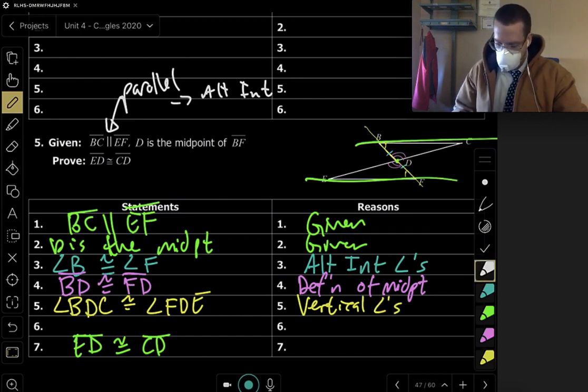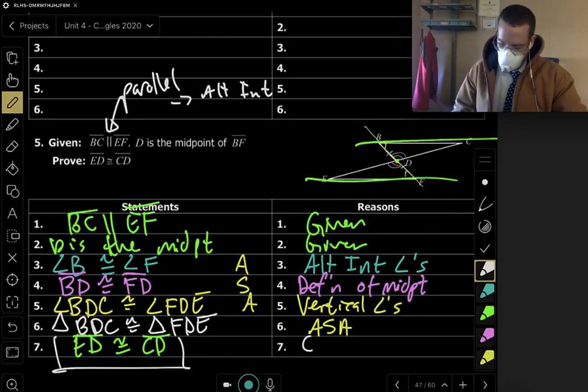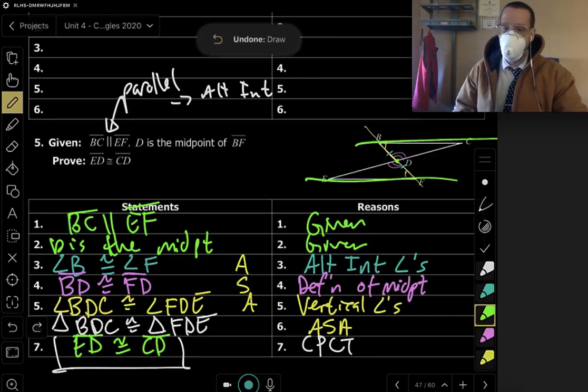And then we have that our triangle BDC is congruent to triangle FDE because we just did, and I did this on purpose, angle, side, angle. And so these two segments, of course, are going to be congruent because corresponding parts of congruent triangles are congruent. And so, yes, ED does correspond with CD. Yep. And that's it. And then we've done the proof.